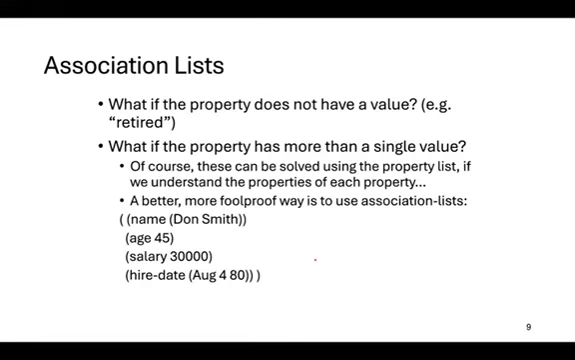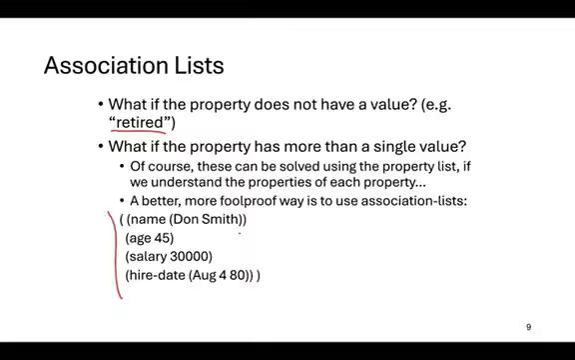And instead of using a property list, there's something called an association list. The association list is very beneficial when we have a property that doesn't have a value. For example, if we have an employee and a property for the employee which is retired, but the retired property itself doesn't have a value because the employee is still working. Or if the property has more than a single value, how can we represent it in the property list? An association list makes it much easier to work with that rather than using the property list. And the association list, basically think about it as a list of lists.